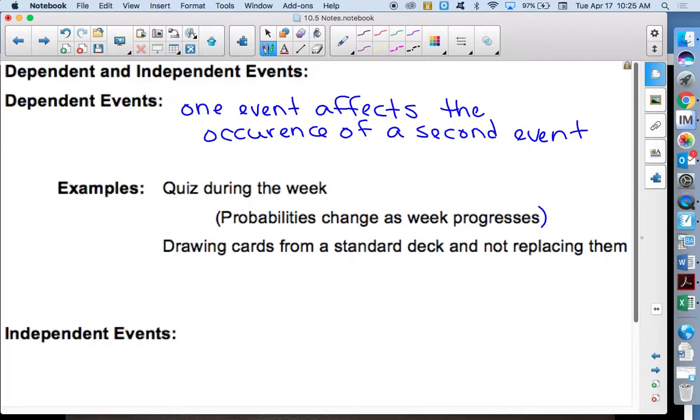The second example says drawing cards from a standard deck of cards and not replacing them. So if you take a card out of the deck and there are 52, if you pull one out, then you have 51 left. That's considered a dependent event because the stack of cards has changed. You have one less card. You started with 52, now you have 51. So that's a dependent event where the thing has changed. The other one would be an independent event, and it's just the opposite. So one event has no effect or change on the other event.